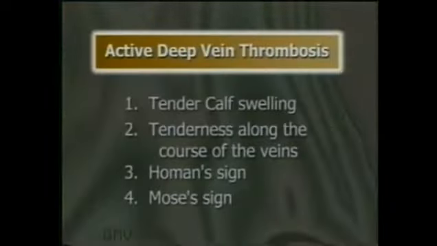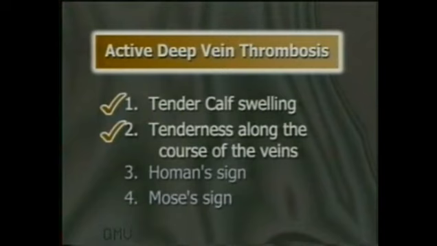Now we will look for active deep vein thrombosis. For this, look for tender swelling of the calf. Palpate for tenderness along the course of the femoral vein, popliteal vein, and over the calf muscles for the posterior tibial veins. And lastly, look for the Homans sign and the Moses sign.